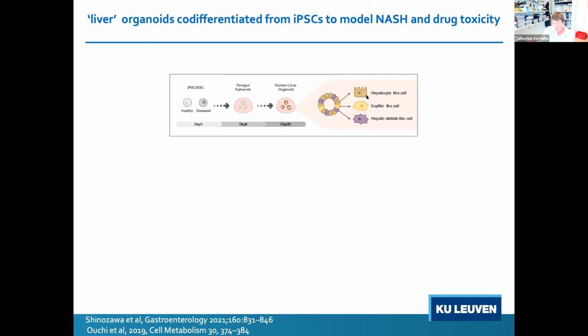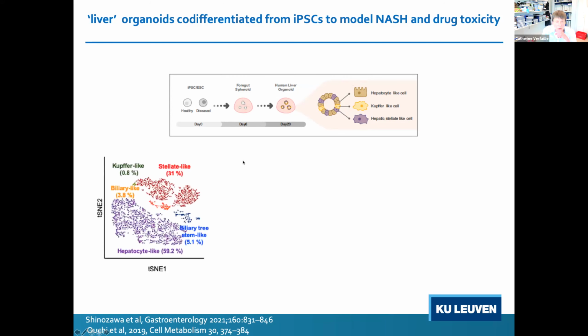So these cultures can contain a lot of hepatocyte-like cells, but also biliary-like cells, and a small fraction of Kupffer cells, because these are theoretically not generated by the liver in vivo, but are generated in a different organ. And there is a population of cells that have some stellate cell-like features. If they do single-cell RNA sequencing of this construct, what they see is that 60% of the cells have a hepatocyte-like phenotype, 5% have a biliary cell-like phenotype, 31% are more fibroblastic, and a very small population, the green cells here, are hematopoietic or Kupffer cell-like.